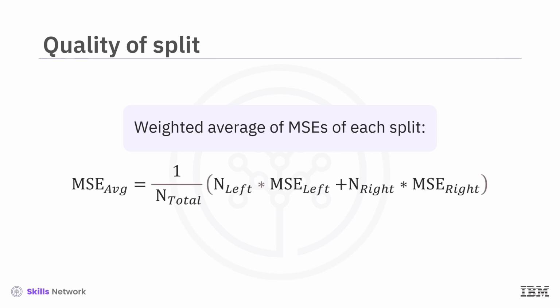The weighted average is calculated as average MSE equals 1 over the number of observations in the two split nodes times the sum of the number of observations in the left split times the MSE of the left split, and the number of observations in the right split times the MSE of the right split. The lower this value, the lower the variance, and thus the higher the quality of the split.